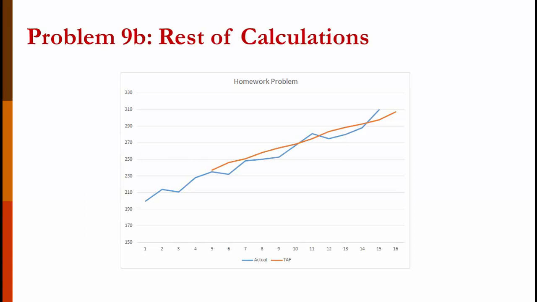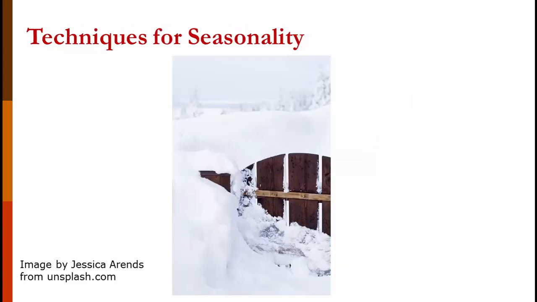On the screen, you see the results of one set of approaches to trend-adjusted exponential smoothing. The blue is the raw data, and the red is the forecast. You can see it picks up the trend. You can also see that it smooths it out, so there's less variation than there was in the raw data.